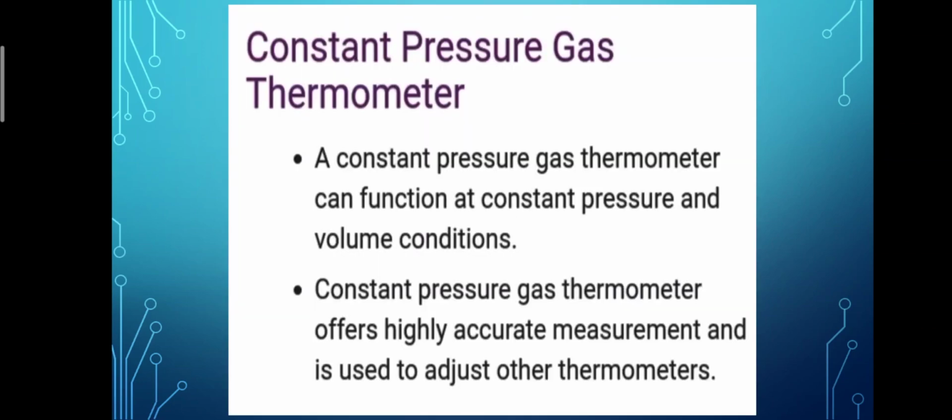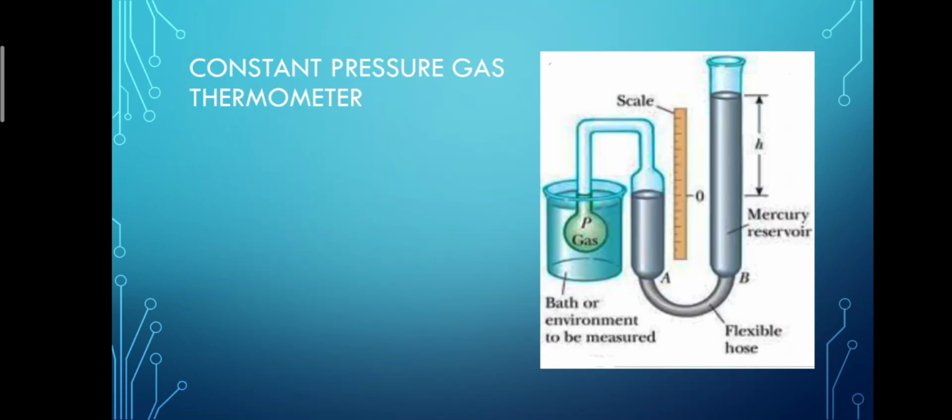Constant pressure gas thermometer. A constant pressure gas thermometer can function at constant pressure and volume conditions. It offers highly accurate measurement and is used to adjust other thermometers. It is a constant pressure gas thermometer. It is the bath or environment to be measured. Flexible hose, mercury reservoir, and scale.